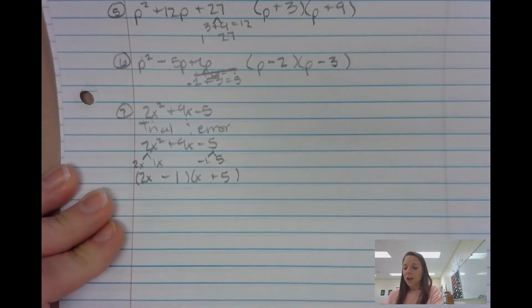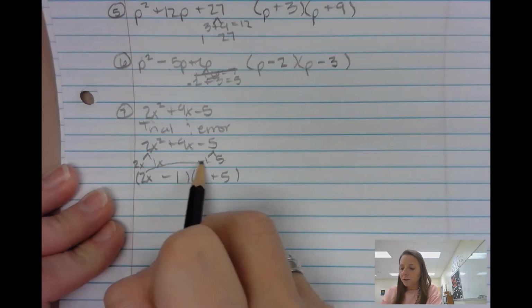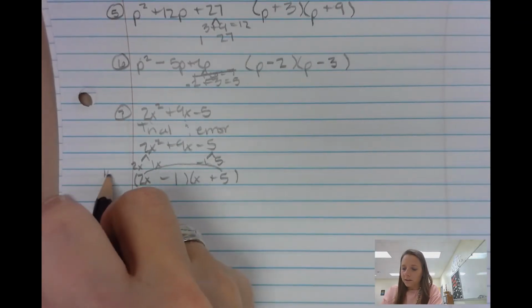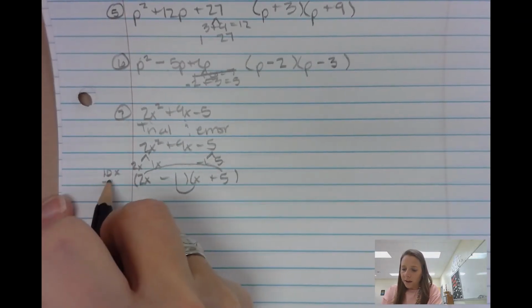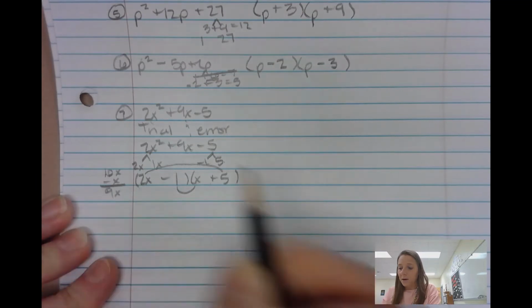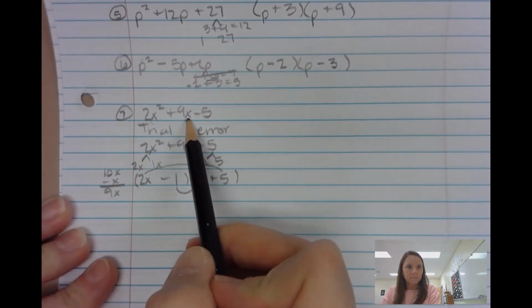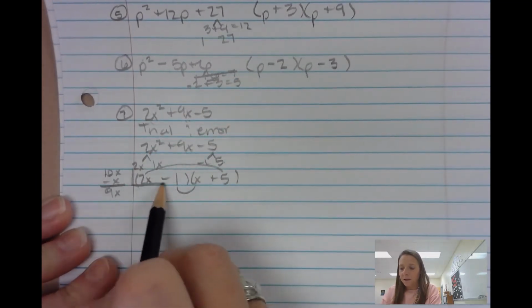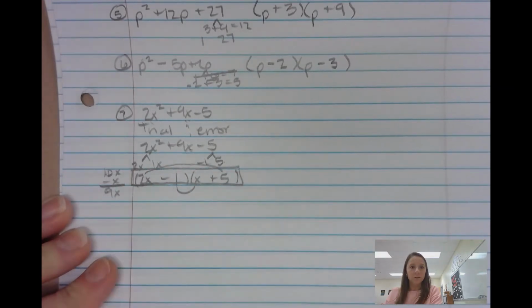The way we check it is multiply these two, first and the last, and that's 10x. Multiply the middles, and that's negative x, and then this is 9x. Did I want positive 9x? Yeah, I just so happened to get it on the first try, and I did not mean to do that.